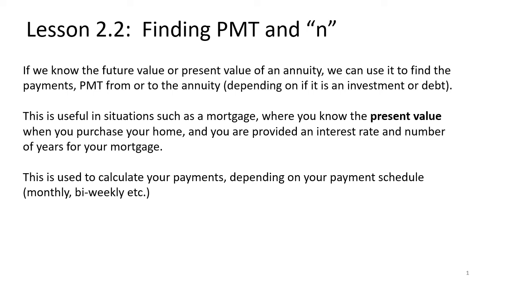Hi everyone. Let's look at our next lesson, lesson 2.2, which is finding the payment value, or N, our total number of payment periods. In our last lesson, we looked at the future value and the present value of an annuity. We looked at examples starting with future value and then moving to some present value situations. But what if you don't know what your payment will be, or you don't know your total number of periods? You can rearrange this formula to solve for those.